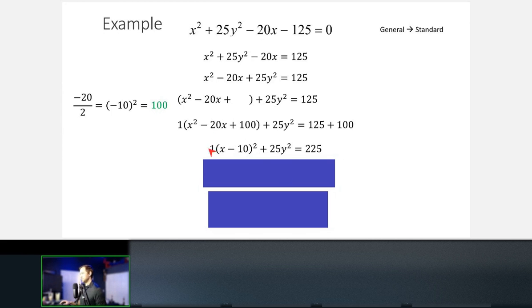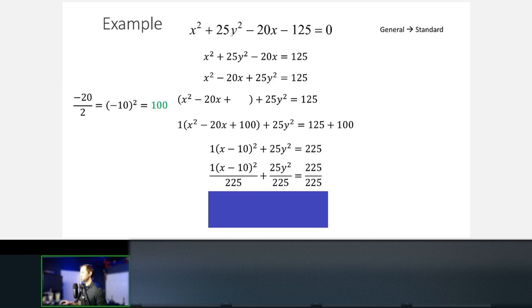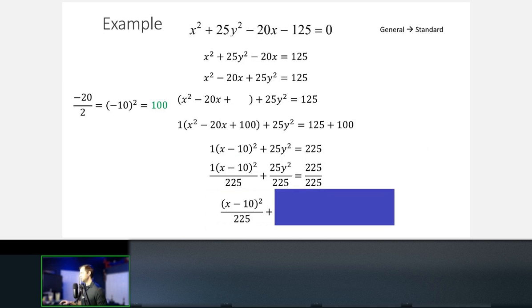Okay, and then what did all of you do from this step? Yeah, divide by 225. And then we reduce. 1 over 225 is just, well, 1 over 225. And then 25, so looking at this one here, 25 over 225, what does this reduce down to? Yeah, 1 over 9. So that's how we get that 9 on the bottom there.